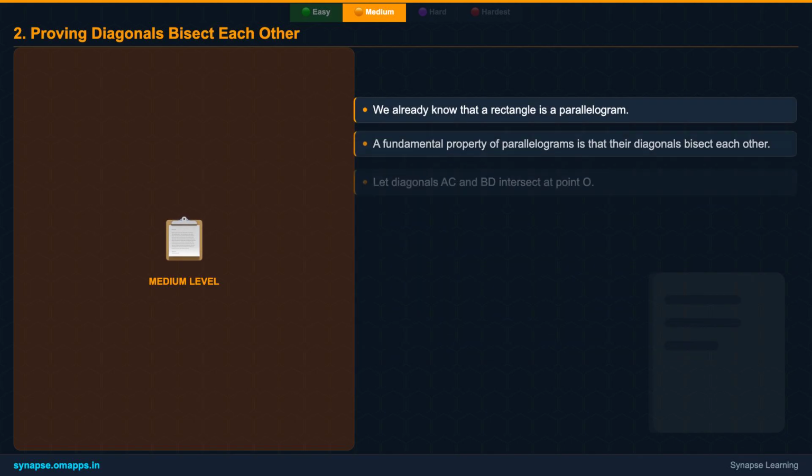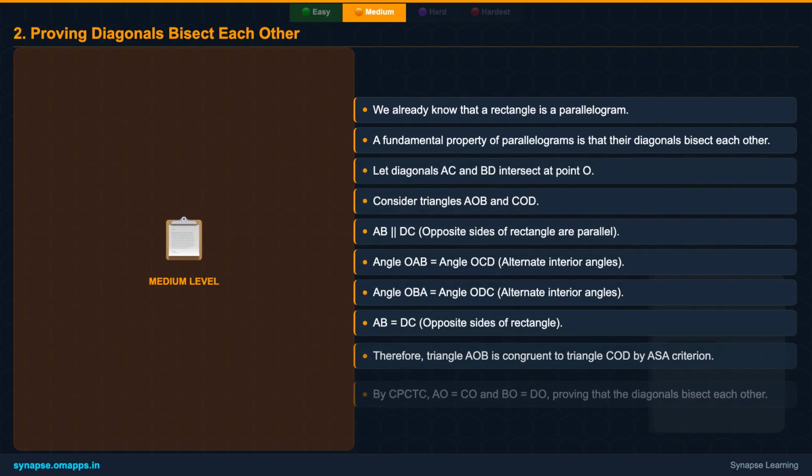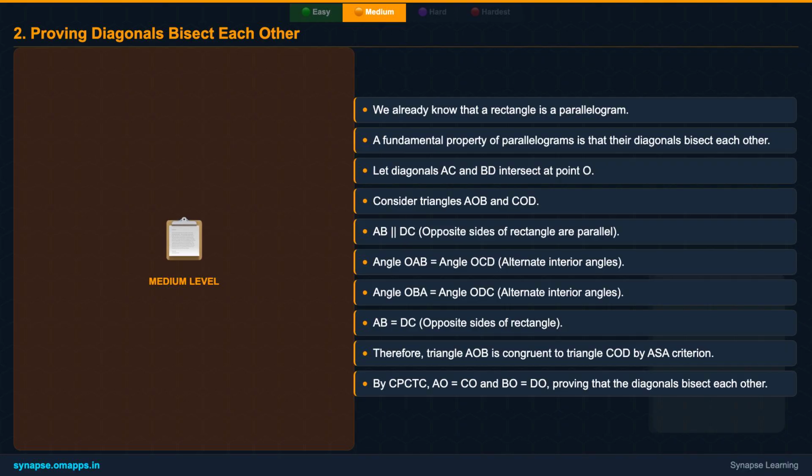Next, let's tackle why the diagonals bisect each other. Remember, a rectangle is a type of parallelogram. A well-known property of all parallelograms is that their diagonals always bisect each other. But we can also prove this directly for a rectangle. Let diagonals AC and BD intersect at point O. Consider triangles AOB and COD.